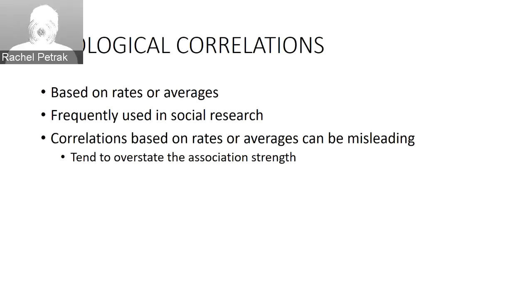Moving on to ecological correlations. An ecological correlation is based on a rate or an average. A rate is anything that's a quantity per unit. Usually, we're very familiar with things like infant mortality rates, mortality rates generally, prevalence of illnesses. Prevalence is a rate, so especially in health research, but also all over in social research, rates are used. They are convenient for a lot of reasons.